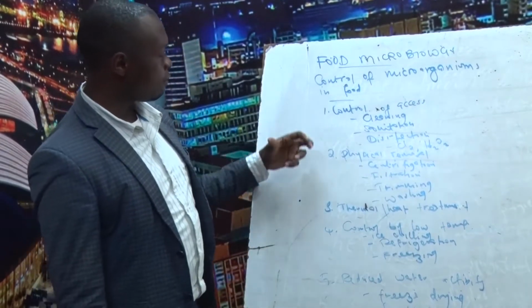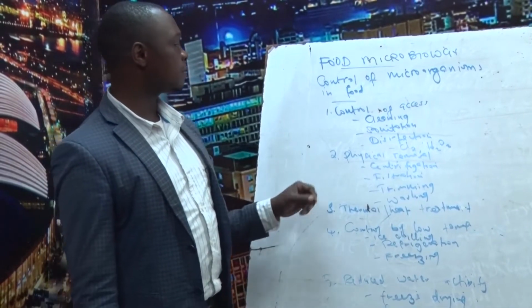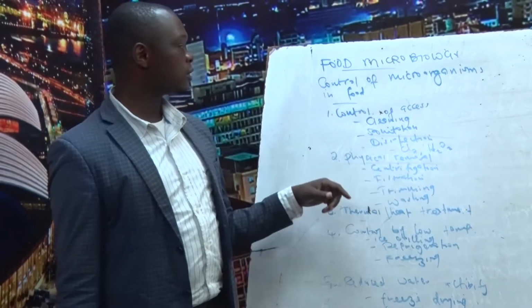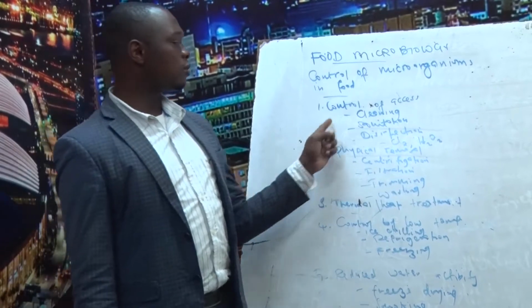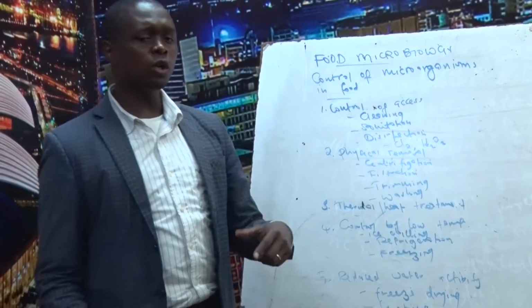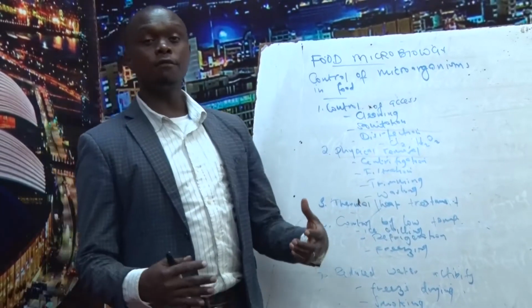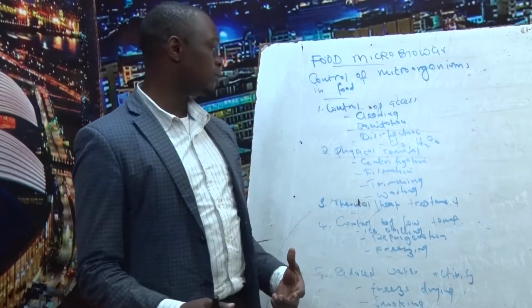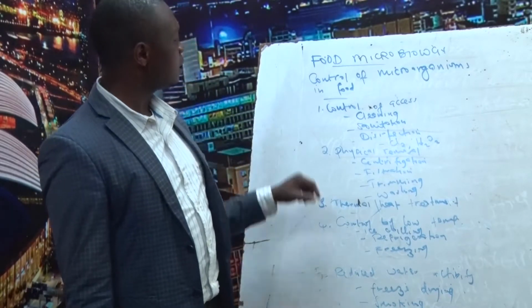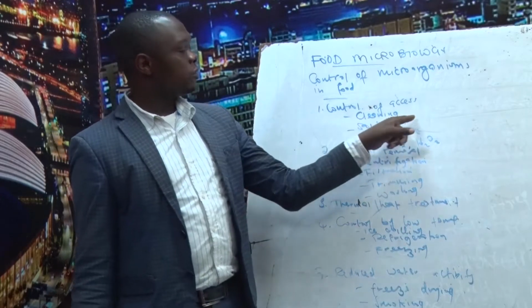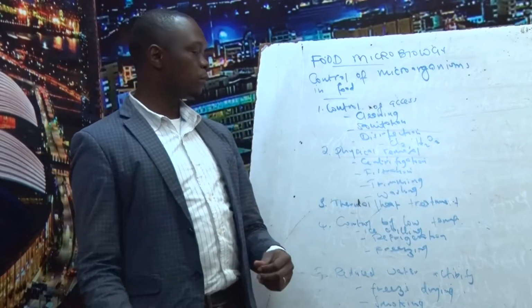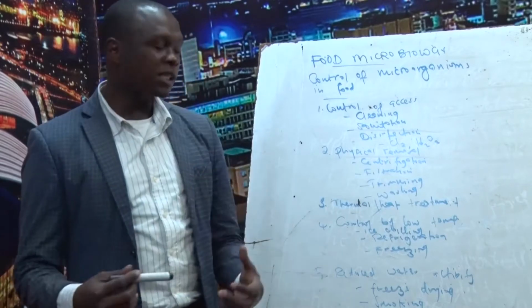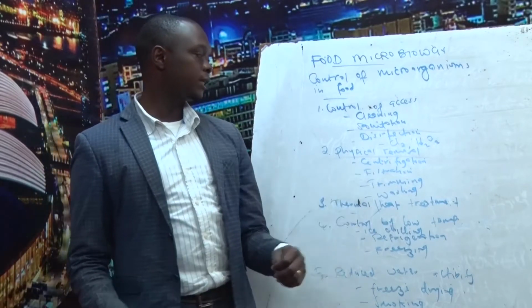Now we have various methods that you can apply. Number one is controlling the access by the microorganisms. You can control this by cleaning. Basically, with cleaning, you wash away the surface microorganisms from the food. You can use clean water, of course, with soap, or you can just wash thoroughly with clean water.